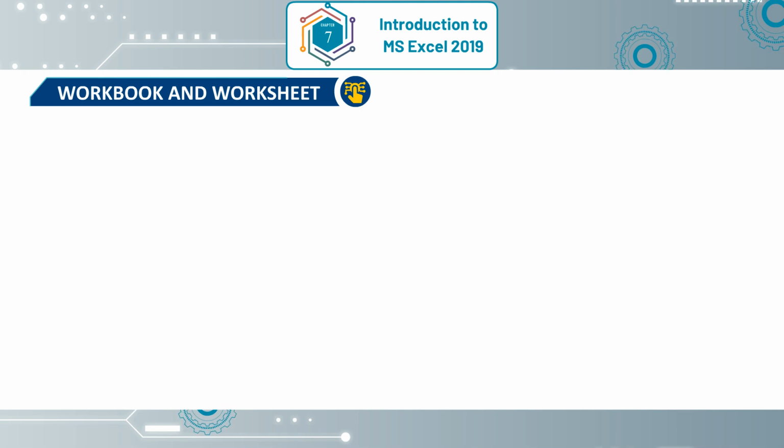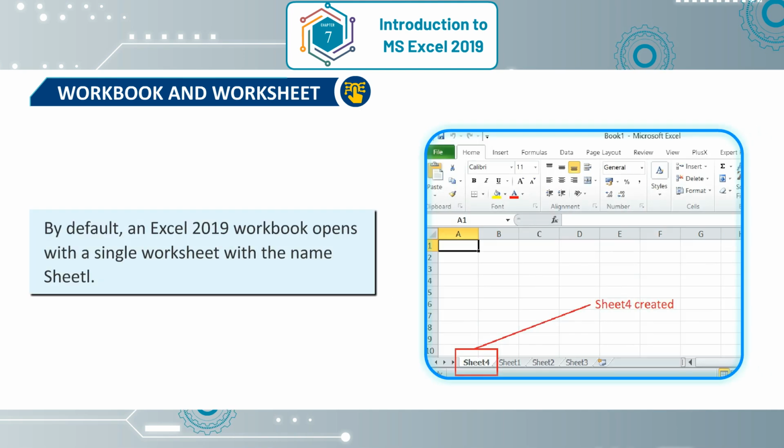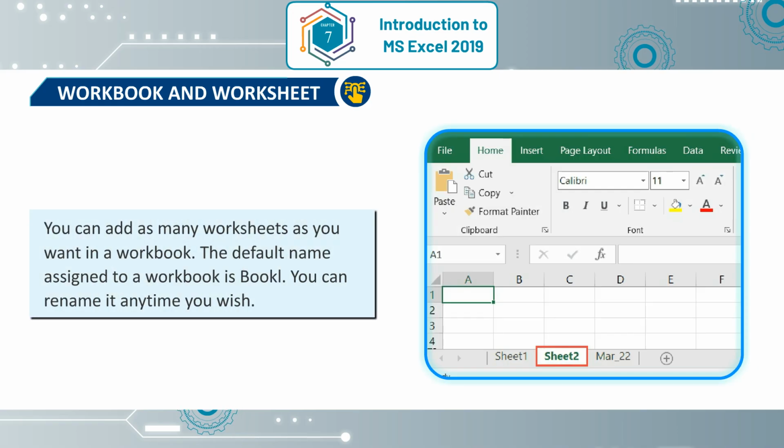Workbook and Worksheet. By default, an Excel 2019 workbook opens with a single worksheet with the name Sheet1. You can add as many worksheets as you want in a workbook. The default name assigned to a workbook is Book 1. You can rename it anytime you wish.